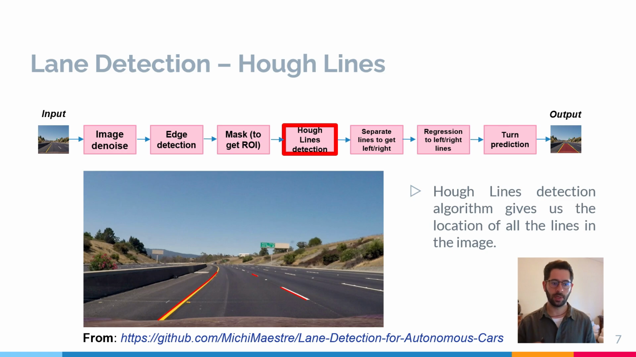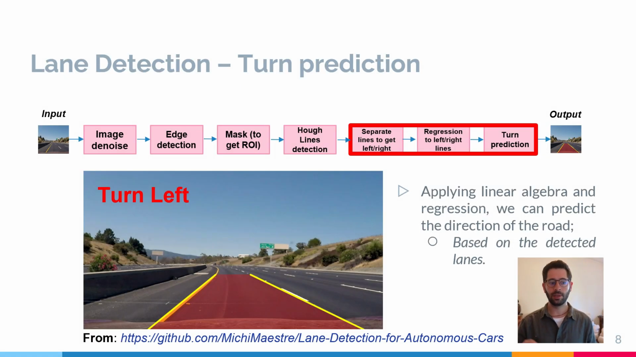Then, using outlines detections, the location of the lines of the road are reported to the initial input frame, as reported in this figure. Finally, using a sequence of linear algebra transformations and regression, the algorithm takes a decision to turn left, right, or keep going straight.